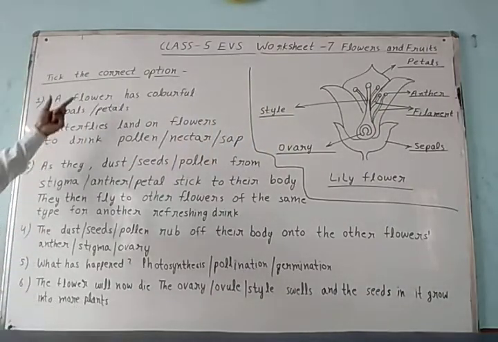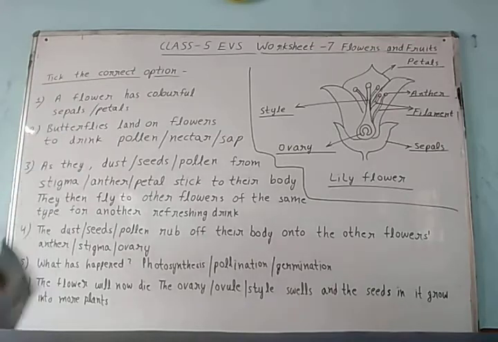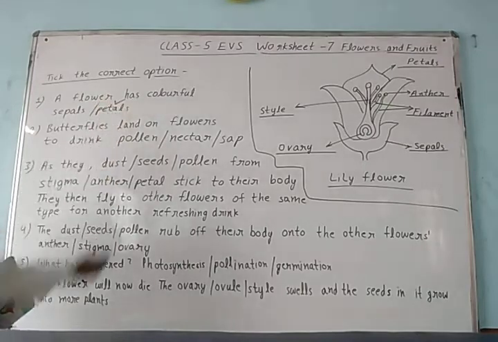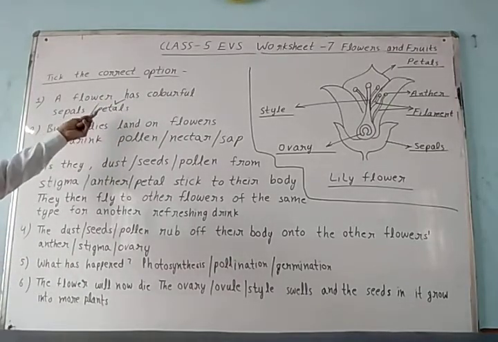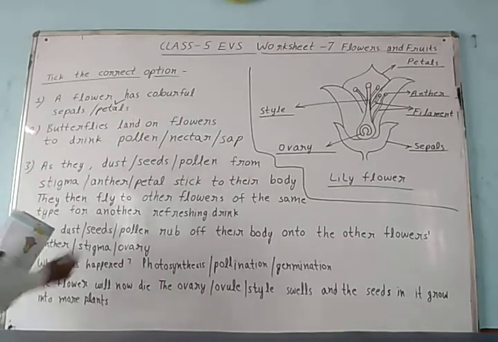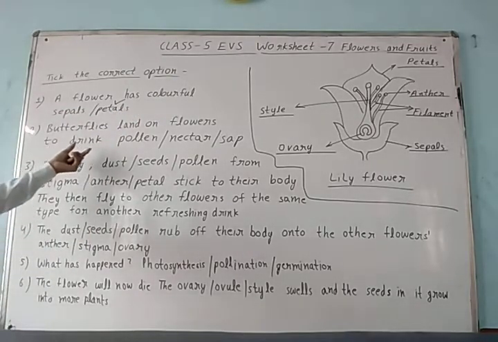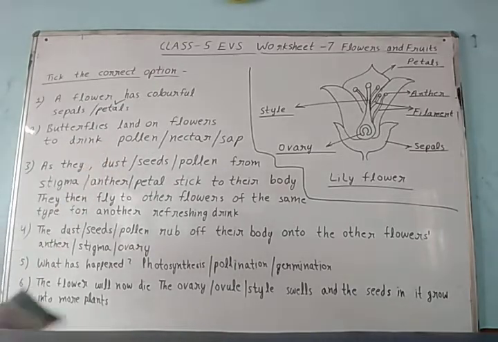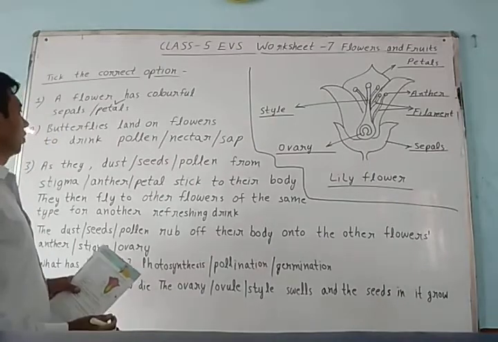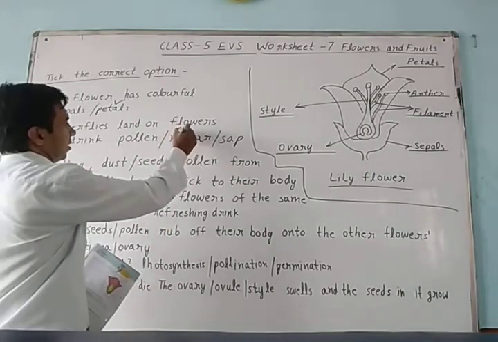Now students, pick the correct option. A flower has colorful sepals or petals. Students, a flower has colorful petals. Second, butterflies land on a flower to drink pollen, nectar or sap. Students, butterflies land on a flower to drink nectar.